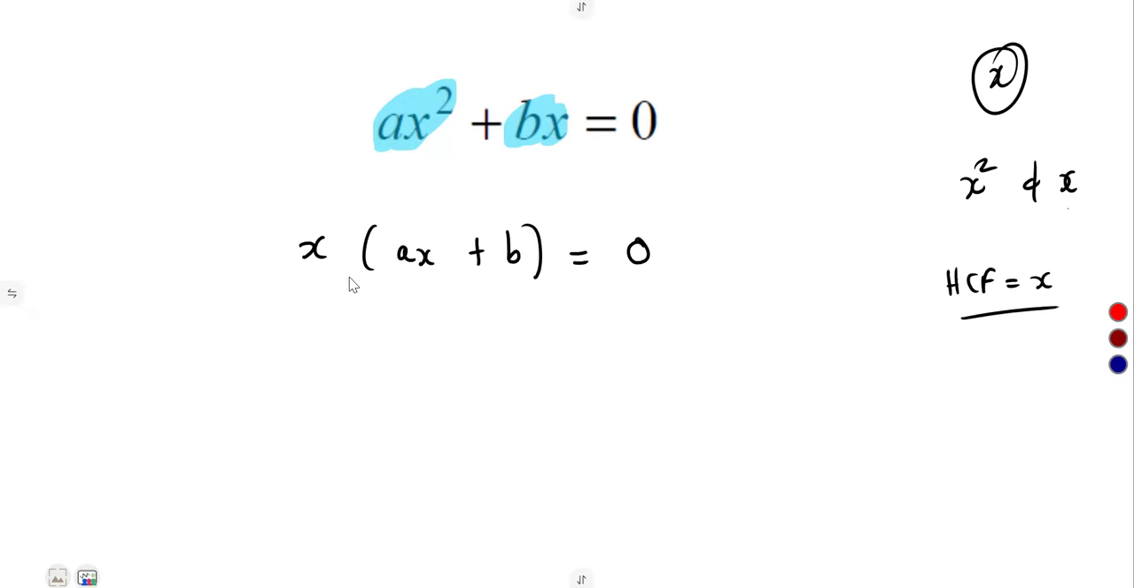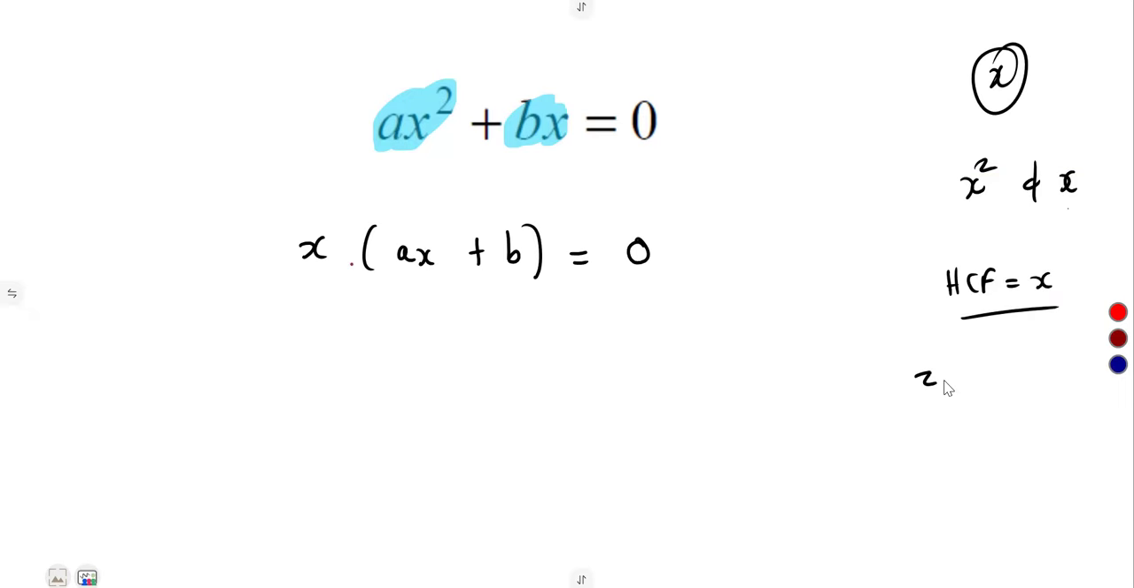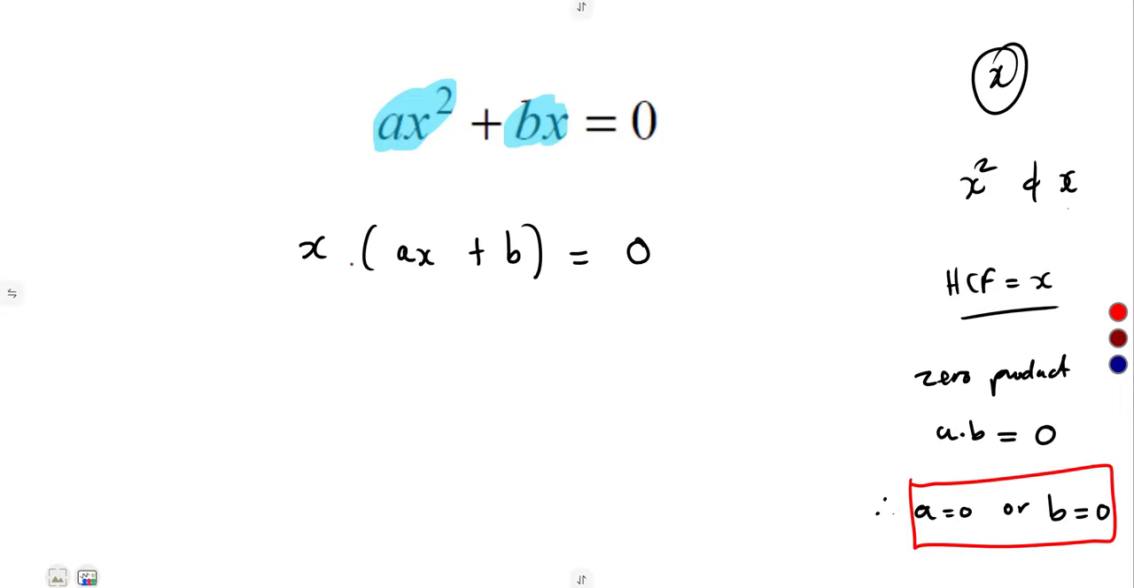So what can we do? Remember from our equations, the zero product. If a times b is equal to 0, it simply means a must be equal to 0, or b must be equal to 0. This is the condition of the zero product. Do you remember this? All right, so let's apply it.